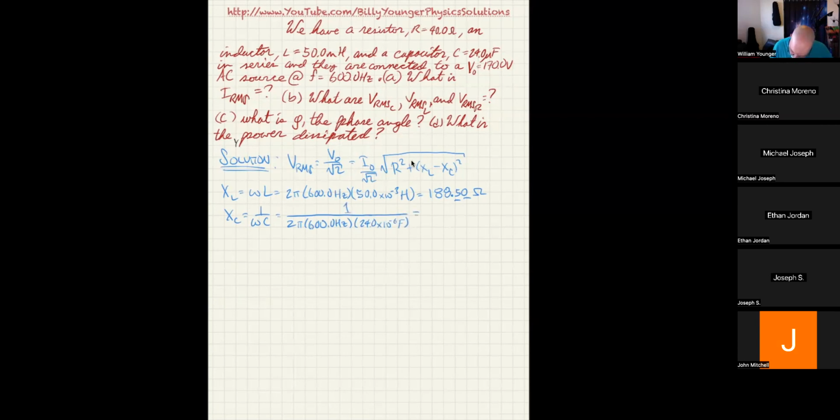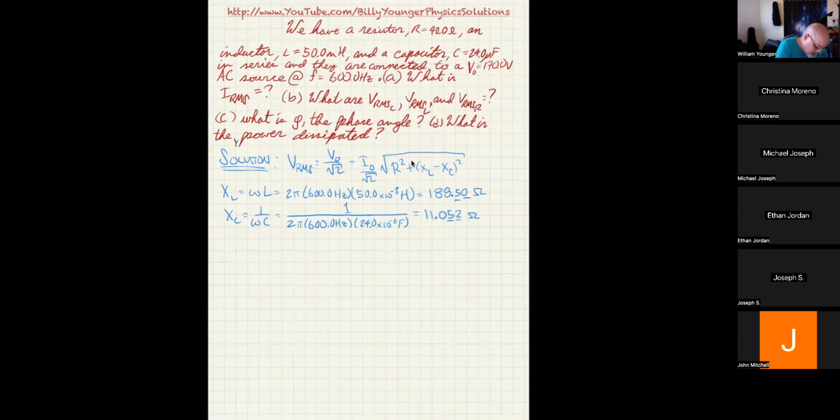And I'll put my 1 over that. So I'm going to say 1 divided by parentheses 2 times 3.14159 times 600 times 24 e to the negative 6. Close parentheses. This one, in fact, gives me 11.052 ohms. Again, I'm carrying another extra sig fig there because it was a 5, and I wanted to be clear as to whether I'd already rounded up or any of that kind of thing.